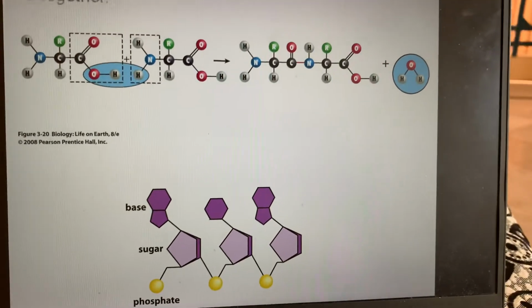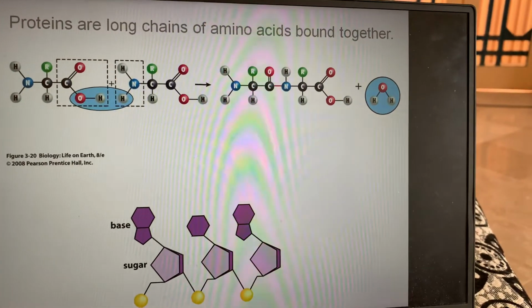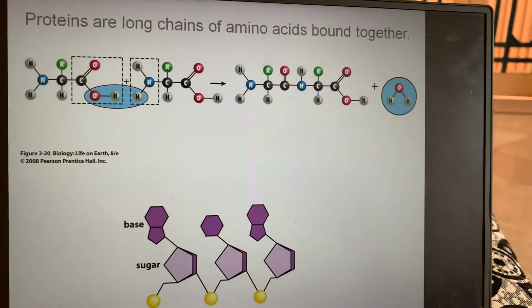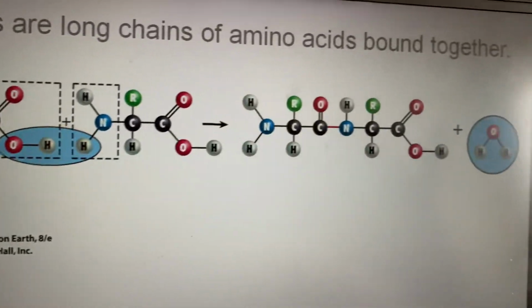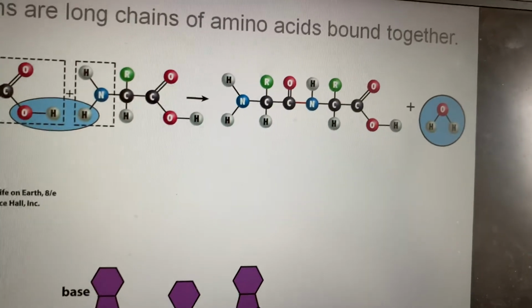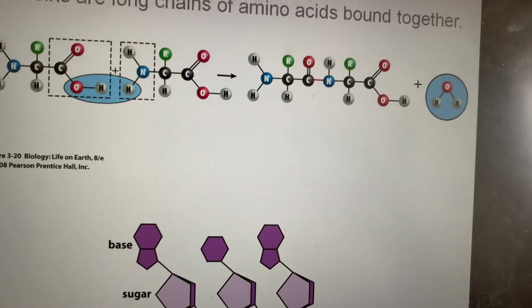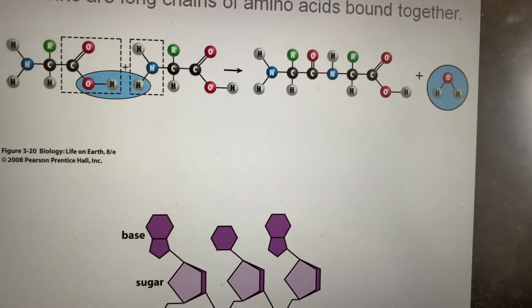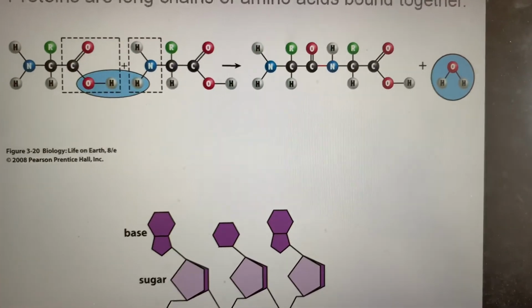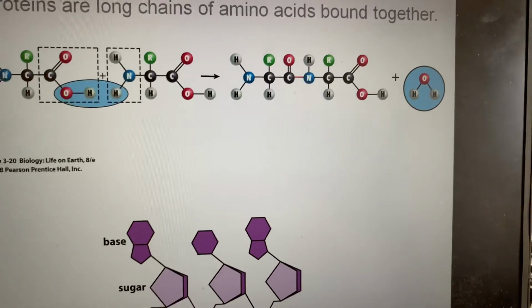And this is the structure of the proteins. Proteins are long chains of amino acids bound together. This is a simple amino acid, and then they link through peptide bonds to form polypeptides, long chain polymers, and peptides join together to form huge complex proteins.